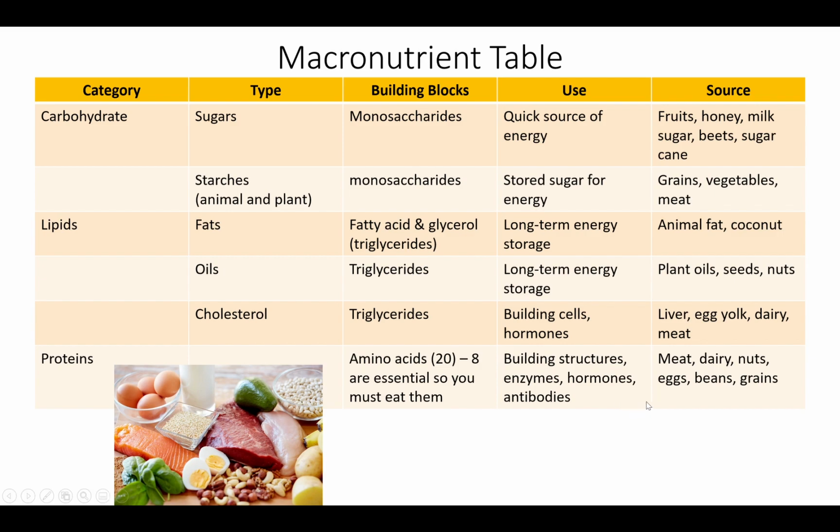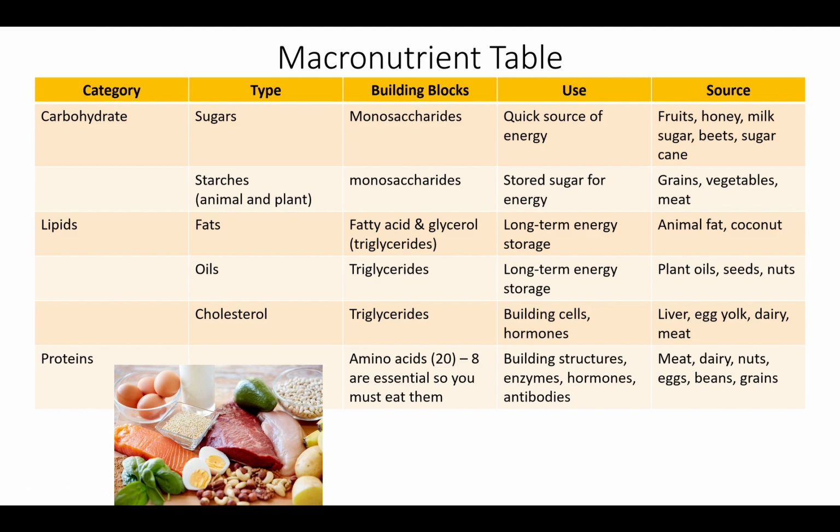The use: building structures, enzymes, hormones, antibodies, and the source for different proteins are meats. Obviously, meat is protein, it's muscle. Dairy products have protein. Nuts, eggs, beans, and grains. Beans and grains don't have complete proteins. Your animal products will have all of the 20 that you need, so that's why those are really good sources of amino acids, because all 20 are there.